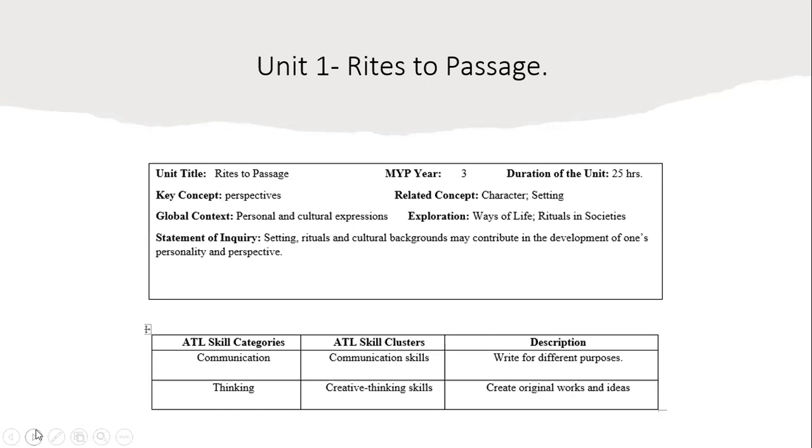The ATL skill categories include communication and thinking, and the cluster for communication is communication skills. So we're going to communicate, listen to different perspectives, and even write for different purposes. You may be asked to write a biography or a diary entry. So there is more than one purpose for why you're writing, and we're going to discuss this in detail when we begin with the GRASPS goals of each writing style. Thinking, creative thinking: create original works and ideas. At the end, you will create your own non-fictional narrative, expressing your own ideas and illustrating your creativity throughout the context.